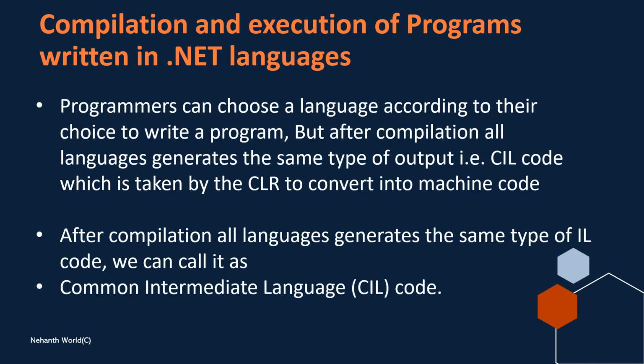Programmers can choose a language according to their choice to write a program. But after compilation, all languages generate the same type of output, that is CIL code, which is taken by the CLR to convert into machine code. After compilation, all languages generate the same type of IL code. We can call it common intermediate language code. That is about compilation and execution of programs written in .NET languages.